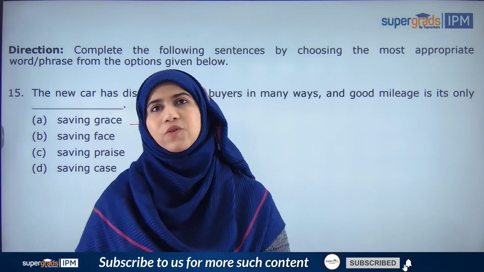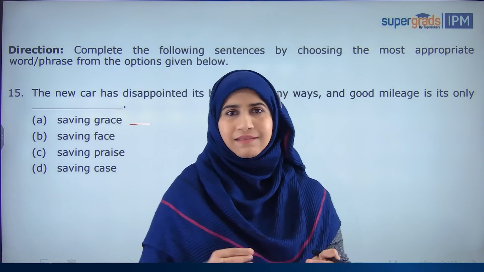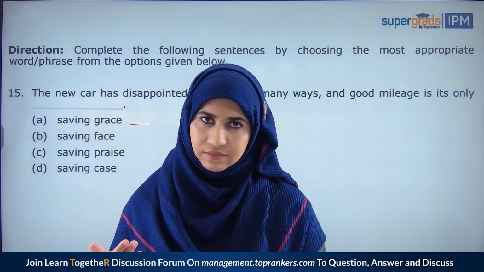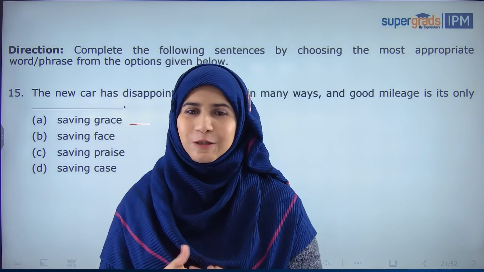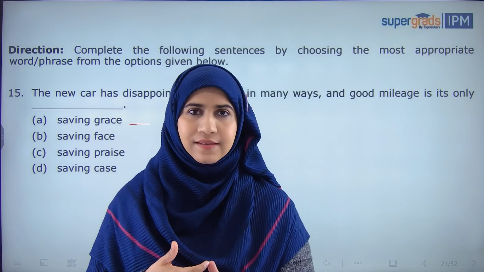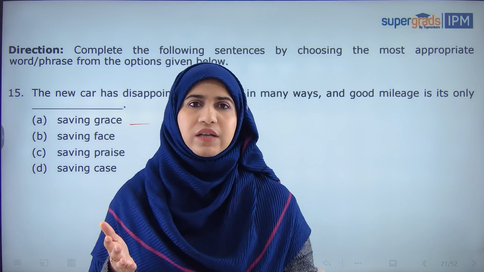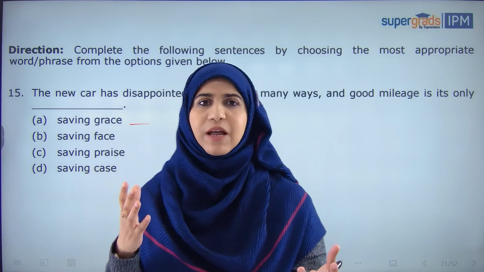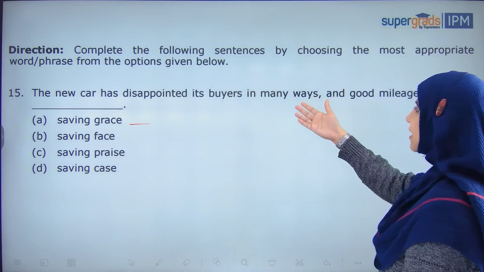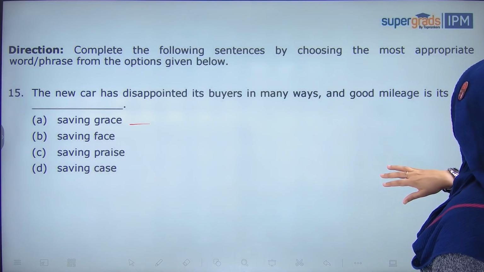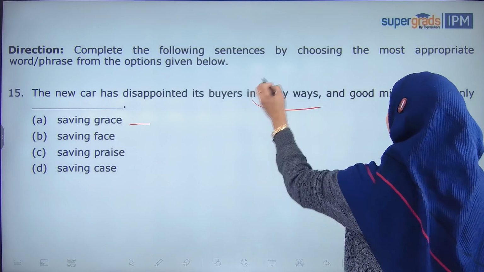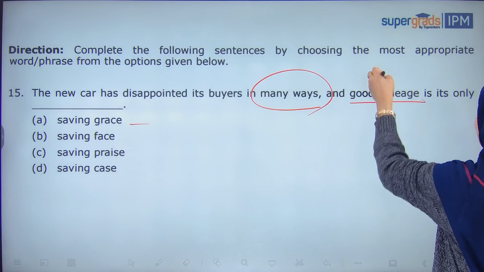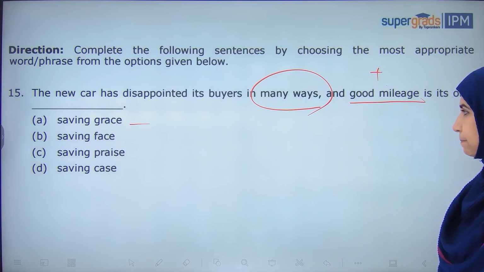All right? You say that only the acting of a few actors was the saving grace of the movie. The story was terrible, the direction was horrendous. So saving grace was only the acting done by the protagonist. So you understood the concept of saving grace. Here it says that the new car has disappointed its buyers in many ways. So there are many negatives, many problems. Only good mileage. Good mileage is the only positive thing. So that's why saving grace.